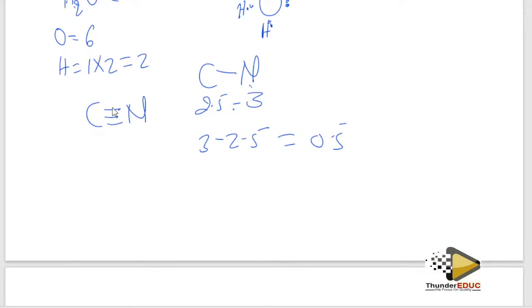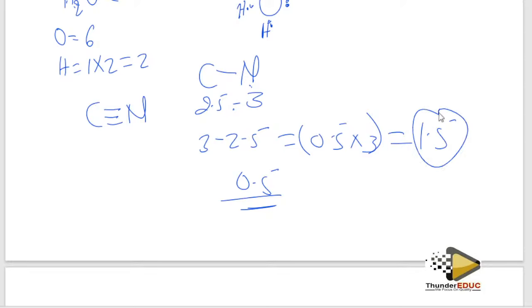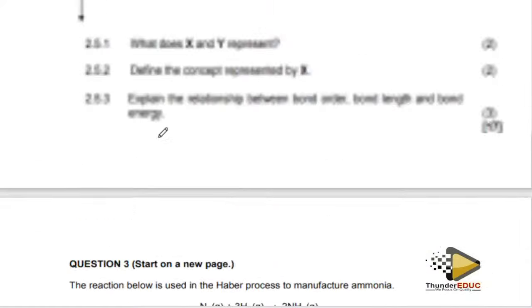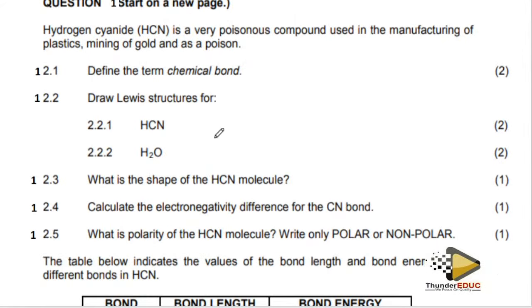But because there are 3 of them, if they ask you cyanide bonds, then you multiply it by 3. But because they didn't talk about that, the answer is just going to be 0.5. If they said bonds, then it becomes 1.5. Am I clear? Cyanide, 1 bond is equal to 0.5. What about the 3 of them? Then it's going to become 1.5 by multiplying by 3. So please don't go without knowing electronegativity of a molecule.